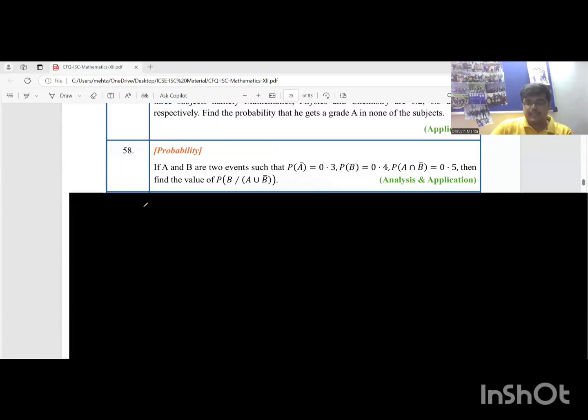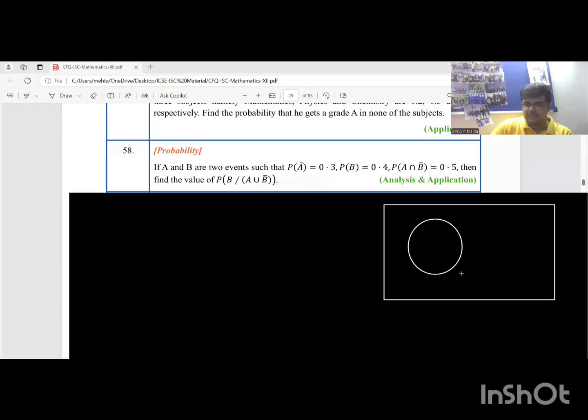Next, students, question 58. A and B are two events such that P of A dash is given, P of B is given, and P of A intersection B dash is given. You have to find the probability of B given that A union B dash has already taken place. Students, I personally prefer solving such questions with a Venn diagram so that we have a clear idea of which set is given, which set is not given. So I'll be making a Venn diagram for this. If you remember the formulas, you can go ahead with that also. But learning too many formulas is anyways not easy. So I'll personally prefer this.